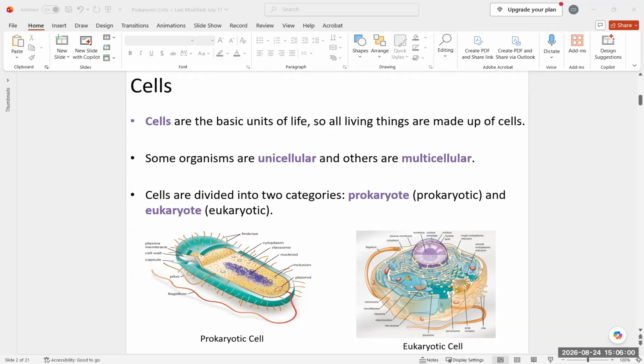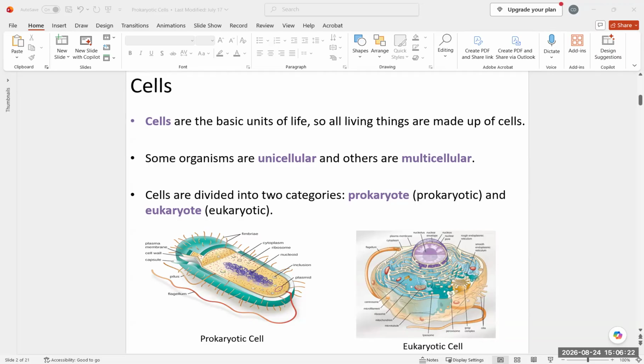And we're specifically going to be looking more at prokaryotic cells. But I want to start this conversation on what a cell is. So, a cell is the basic unit of life. All living things are made up of cells, and cells come from pre-existing cells. That's the cell theory.